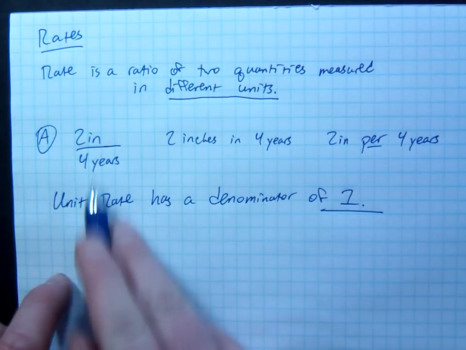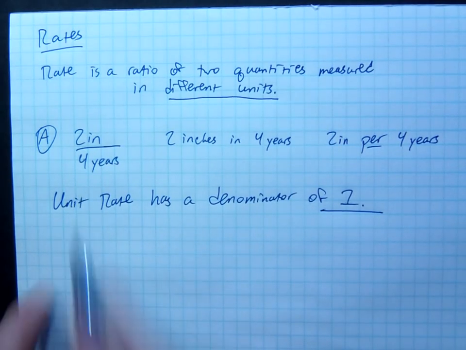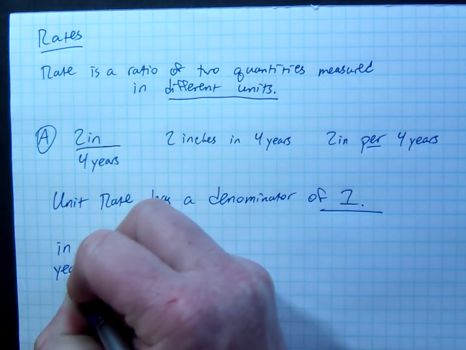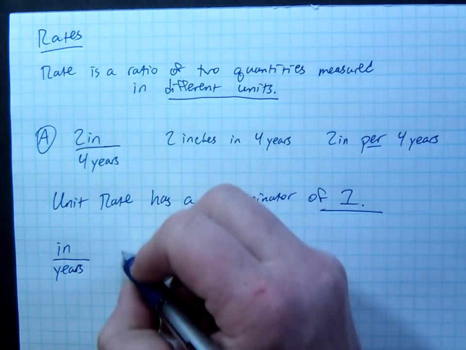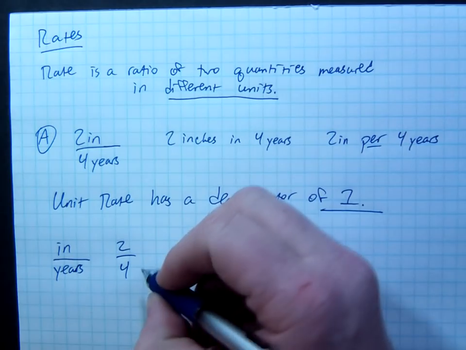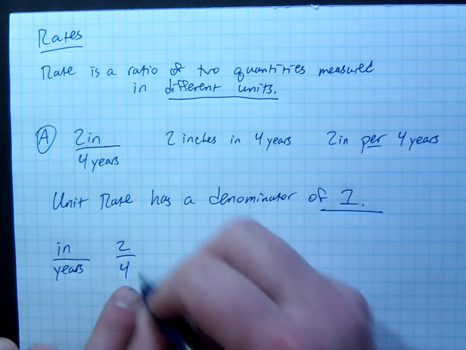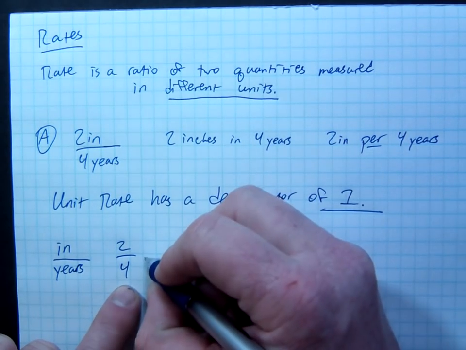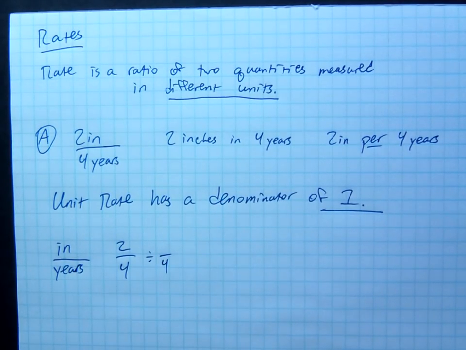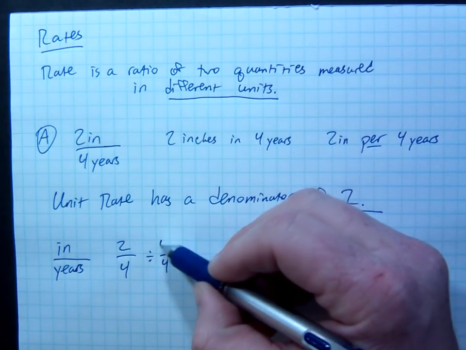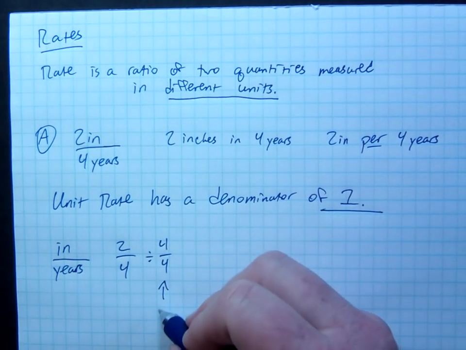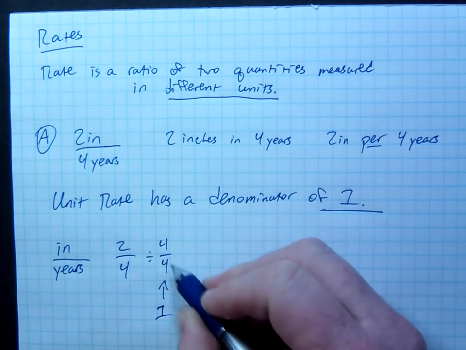Let's see how we can do that with this first rate. We said it was 2 inches in 4 years. So what I usually do is I write my units off to the side to keep track of them. And then I'm going to write my 2 inches over 4 years. If I want to have a 1 in the denominator, we need to divide the 4 by a 4. But I can't change the value of this fraction, so I need to also divide the numerator by 4. Just like when we found equivalent fractions, this is really just dividing by a factor of 1.